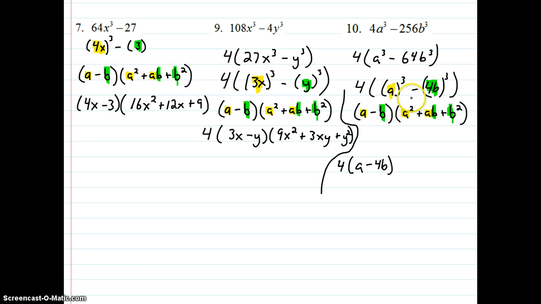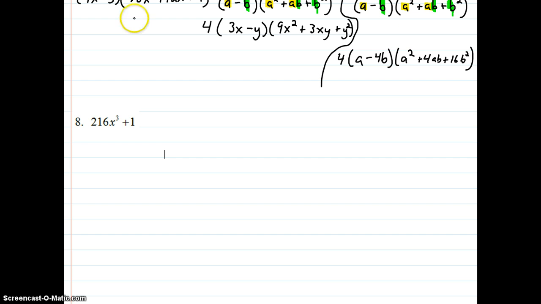a squared will give us a squared. And then a times b, so this yellow times this green, so a times 4b will give us 4ab. And then the b squared, so 4b squared, 4 times 4 is going to give us the 16b squared. Again, a quick check, just take the 4 times the a squared, should give you 4a cubed.